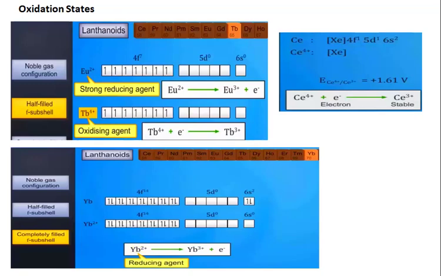Hello dear students, now we will discuss the properties of lanthanoids. First, oxidation states. In general, lanthanoids form stable compounds in the +3 oxidation state, or the compounds in +3 oxidation state are more stable.